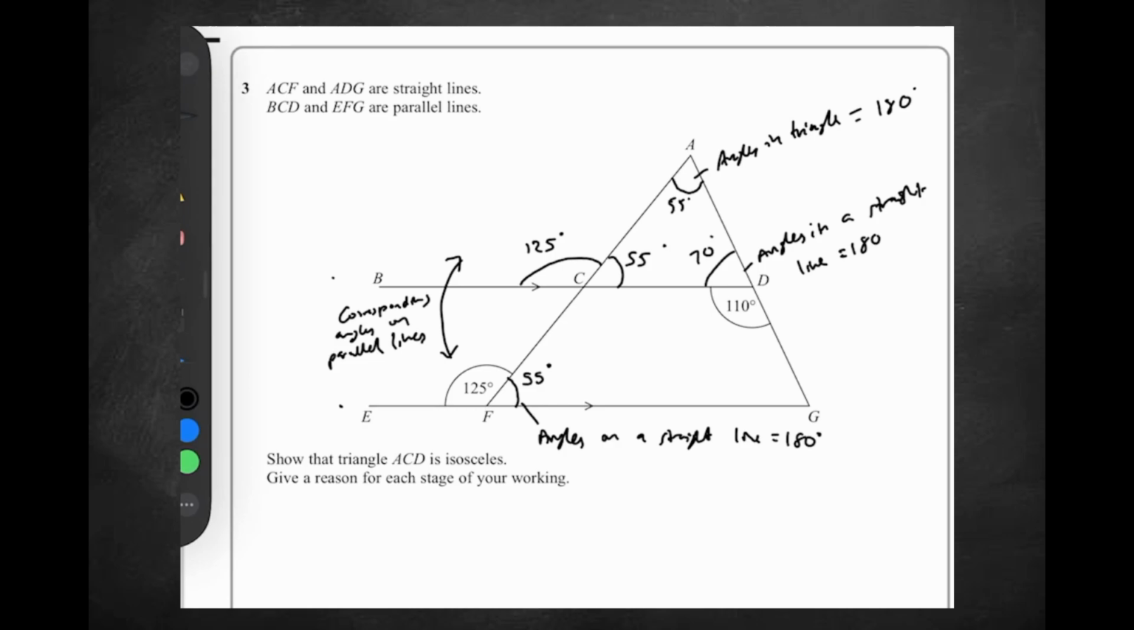And since we have 2 angles the same in ACD, that means we have an isosceles triangle. As 2 angles are the same in ACD, we have an isosceles triangle.